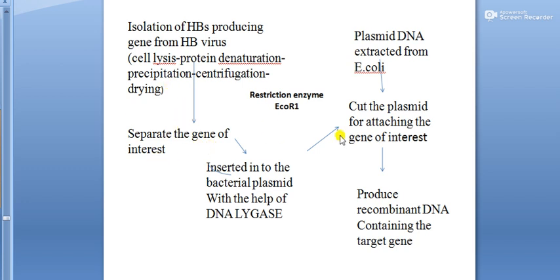With the help of this EcoR1 we can separate out the genes of interest which are responsible for the disease, right? And also cut the plasmid sections for attaching the gene of interest. Then insert it into the bacterial plasmid with the help of DNA ligase. DNA ligase is an enzyme which acts as a glue. So this DNA ligase enzyme can connect the gene of interest with the plasmid DNA. Then it produces recombinant DNA containing the target genes, that is rDNA.